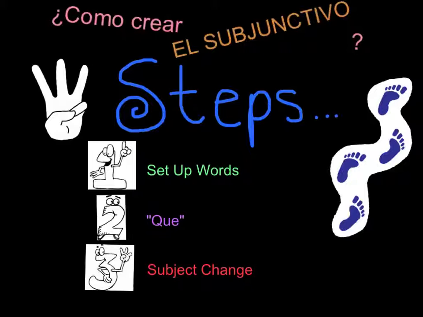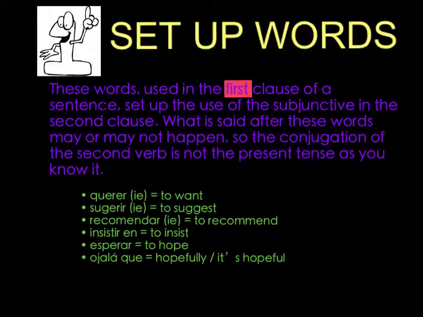Hay tres pasos para crear el subjuntivo. They are: 1. The setup words, 2. Inserting the word que, and 3. The subject change. 1. Setup words.